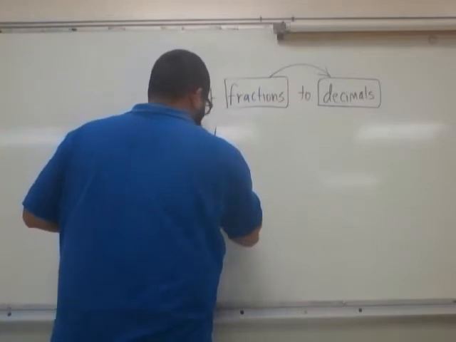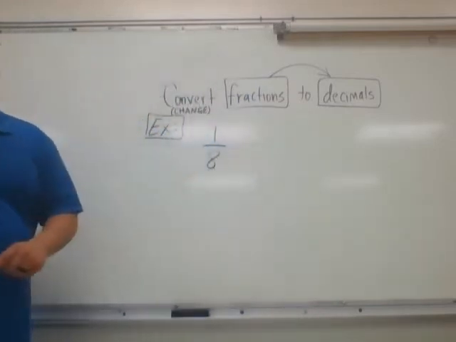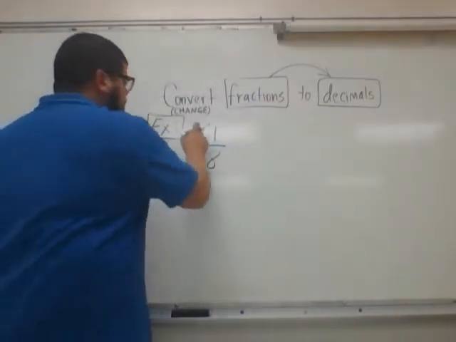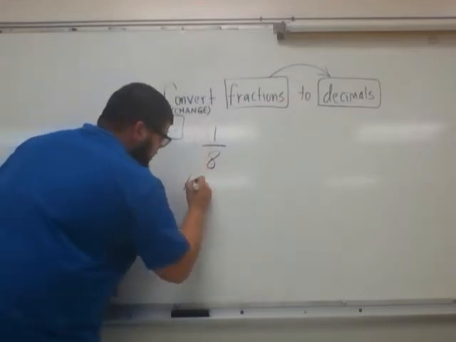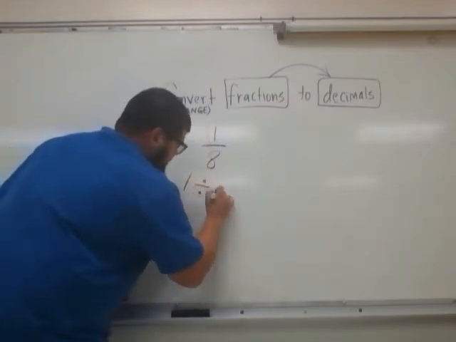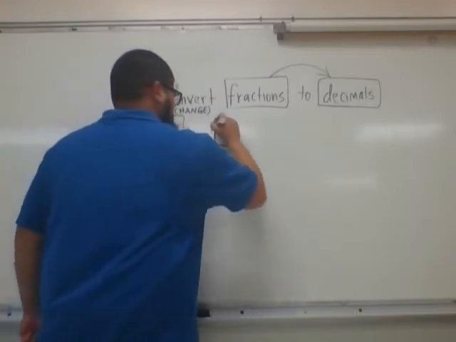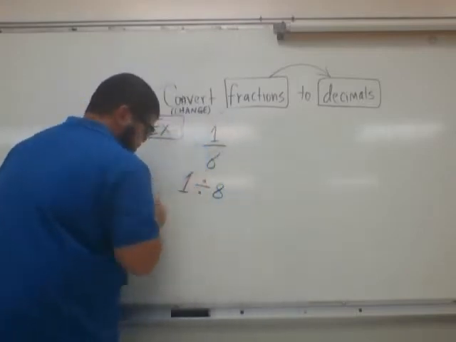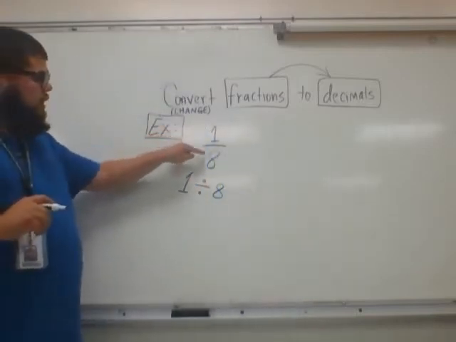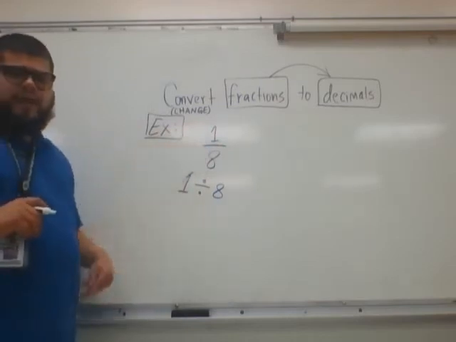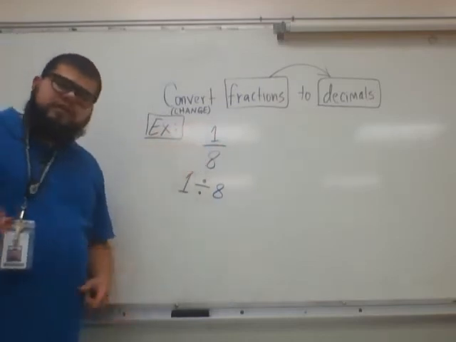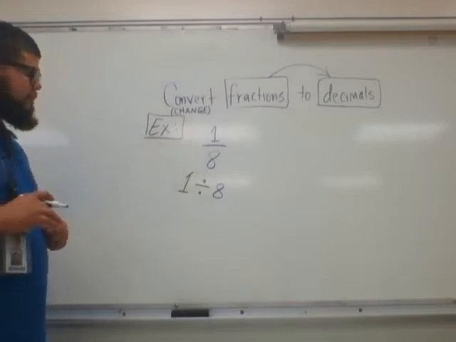1 over 8. Now remember, 1 over 8 is the same thing as 1 divided by 8. And remember, we cannot have a 0 in the denominator. Again, just worth mentioning that right now.